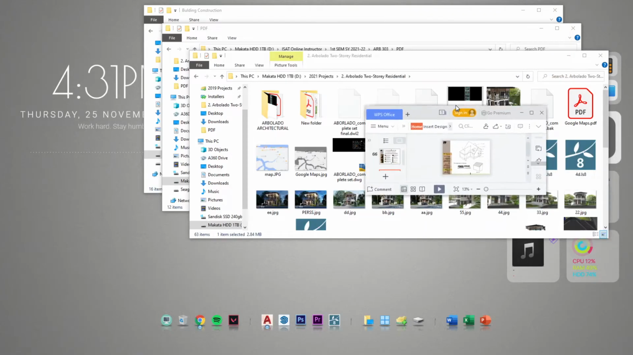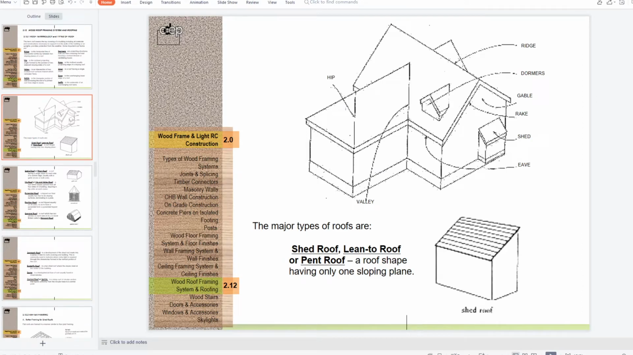Okay, so that's all for our discussion regarding the roof plan. So if may pamangkot ka, leave a message lang sa atong GC.